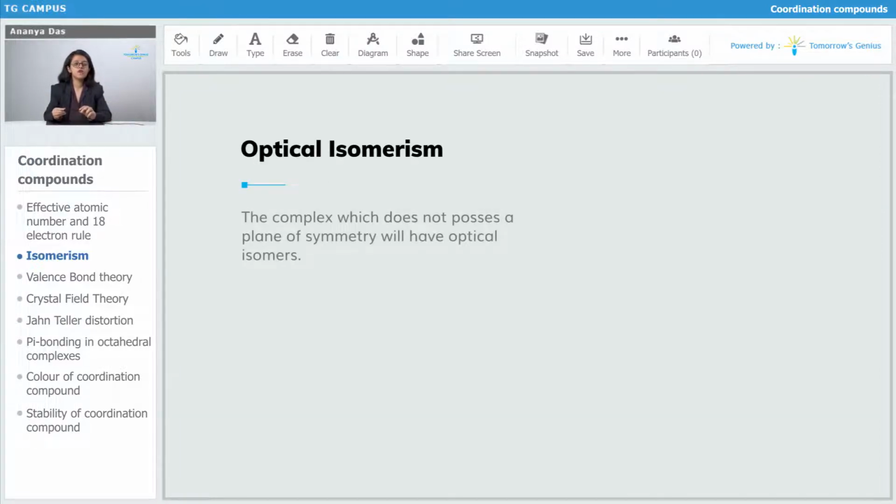So now how will you know if a complex will have enantiomers or not? If a complex will be optically active or not? All those complexes which do not possess a plane of symmetry will have optical isomers. Now what is the plane of symmetry? A plane of symmetry is an imaginary plane that passes through the molecule, dividing the molecule in half such that the half parts are mirror images of each other.